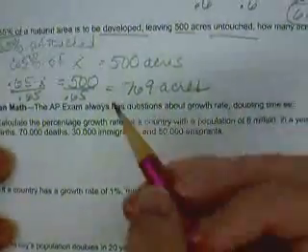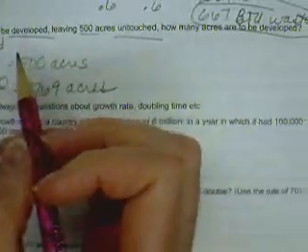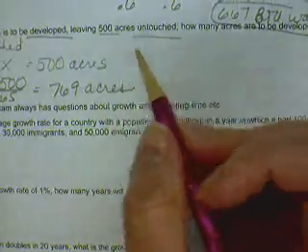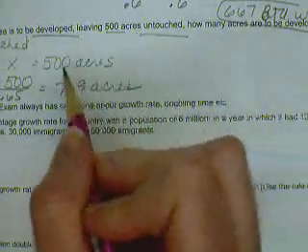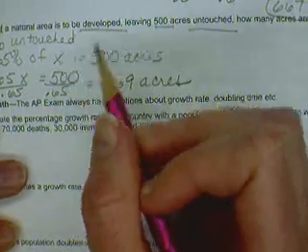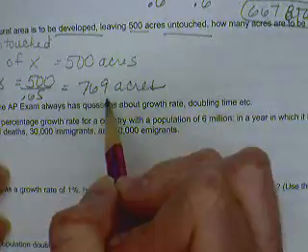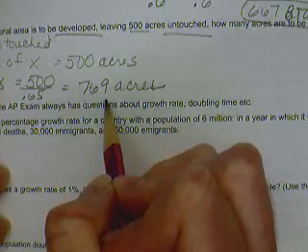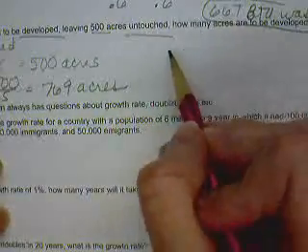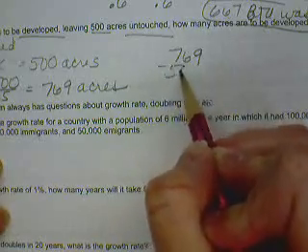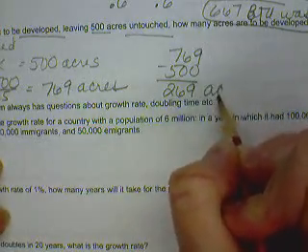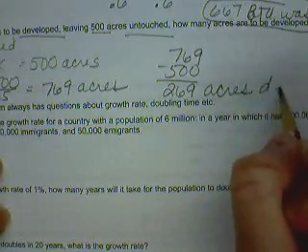Now, this is untouched. The question is, how many acres are to be developed? I'm sorry, the 500 is untouched, so the x is the total amount of land. So if 769 is our total land, and 500 is untouched, what's developed? Well, it's just 769 minus 500, which gives us 269 acres that are developed.